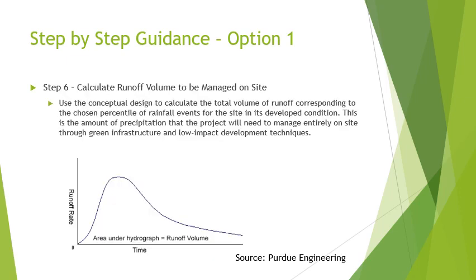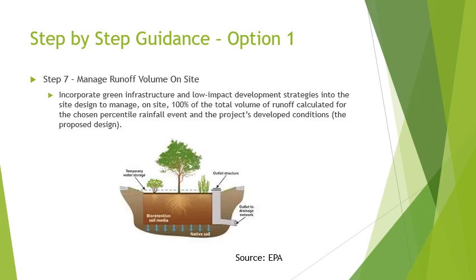Step 6 involves calculating runoff volume to be managed on site. This involves hydraulic calculations to determine the amount of precipitation that the project will need to manage entirely on site through green infrastructure and low impact development techniques. Step 7 identifies how to manage runoff volume on site.